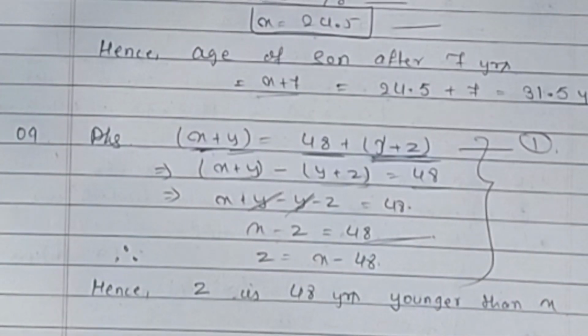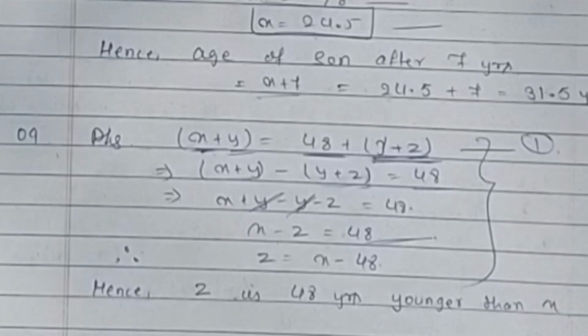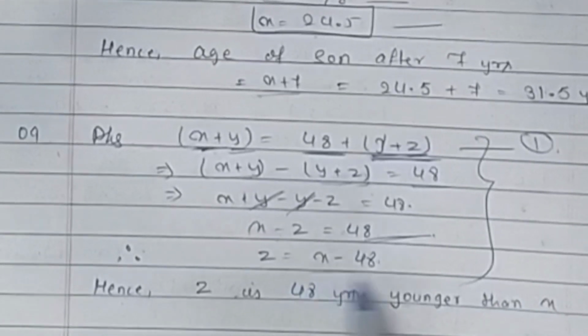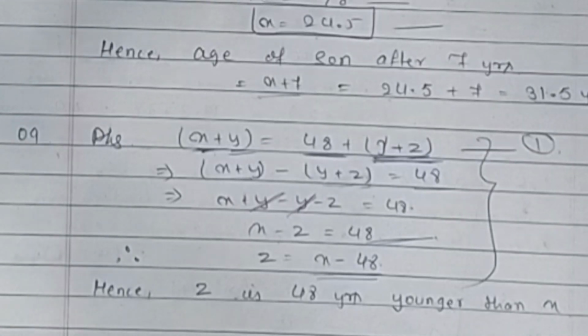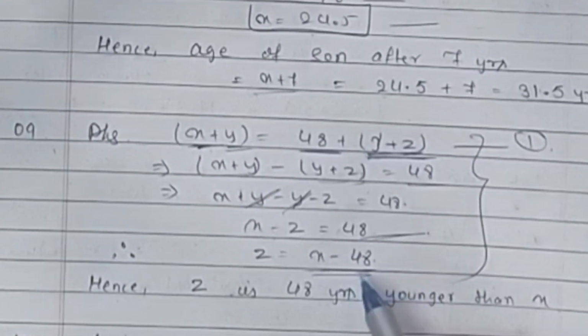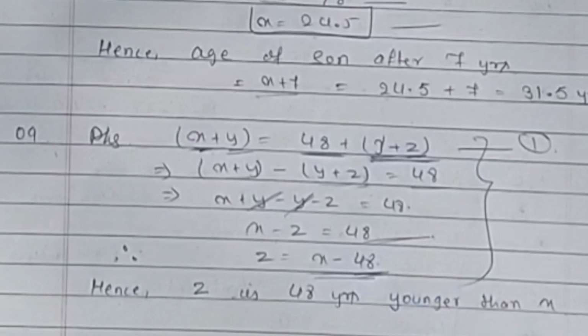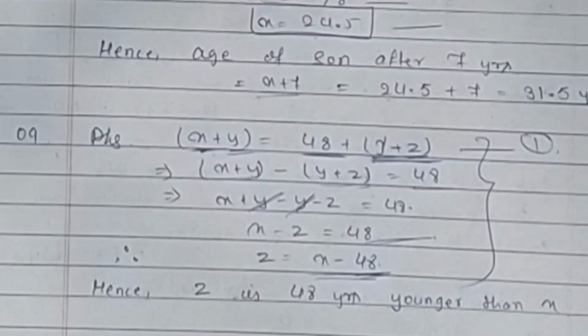Basically, the question is asking z is how many years younger than x. So z is equal to x minus 48, and now we can say that z is 48 years younger than x, because here 48 years is subtracted from the age of x. So z is 48 years younger than x.